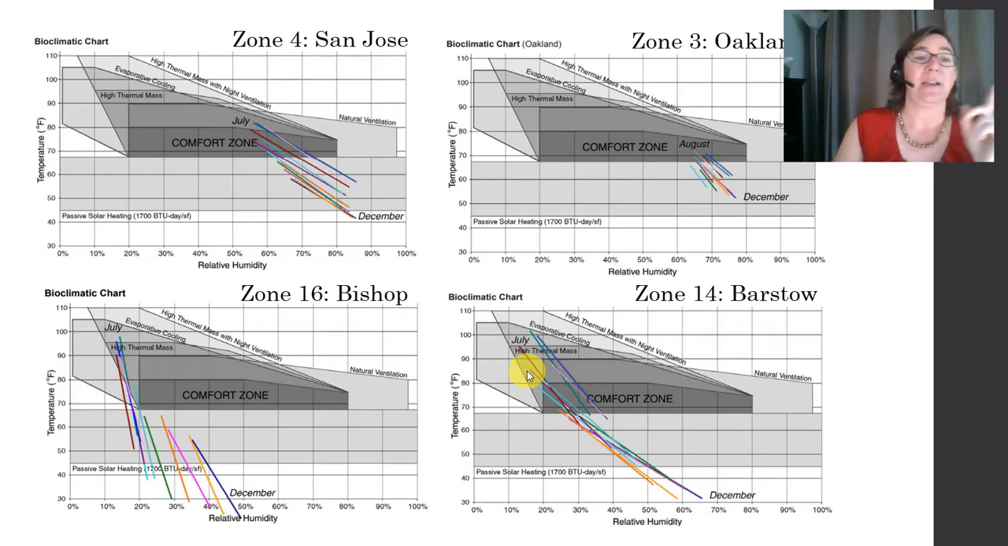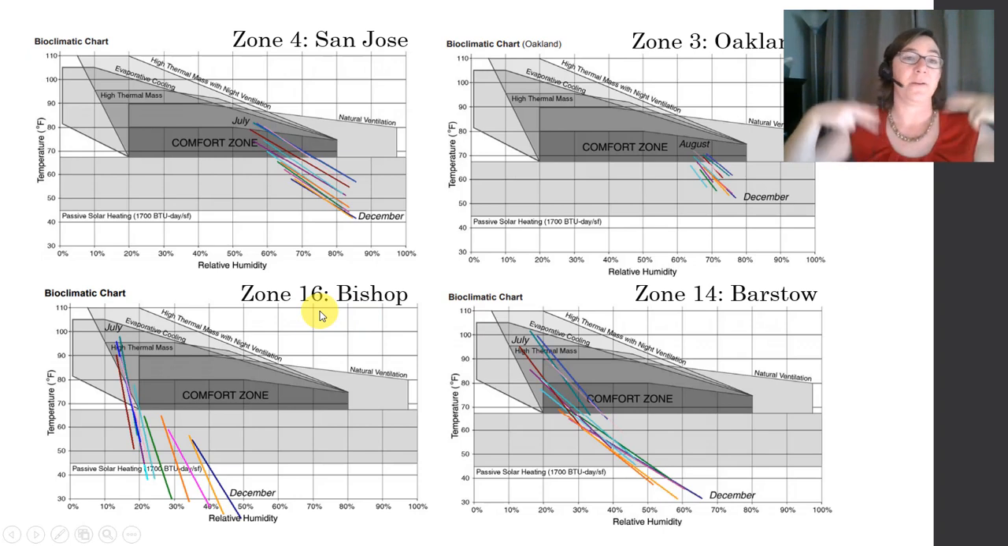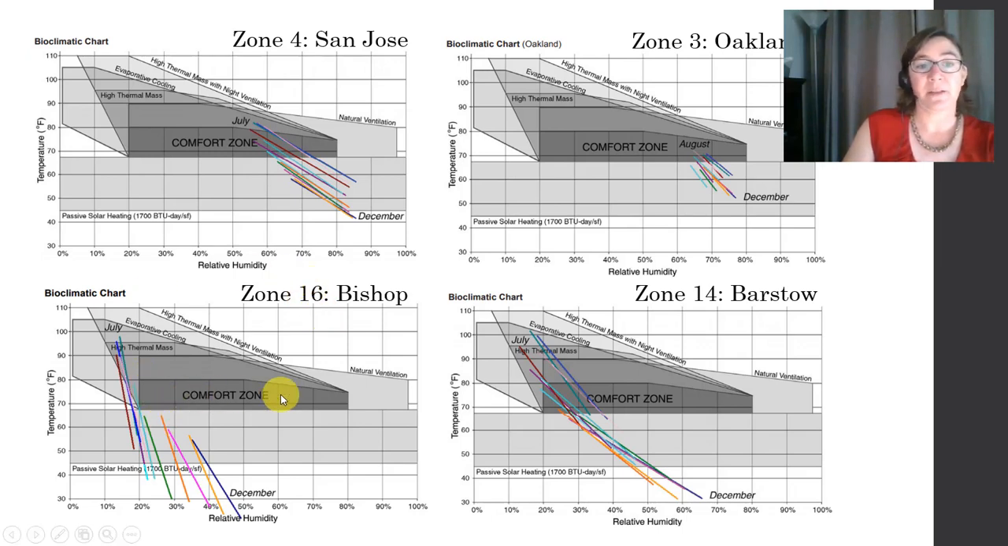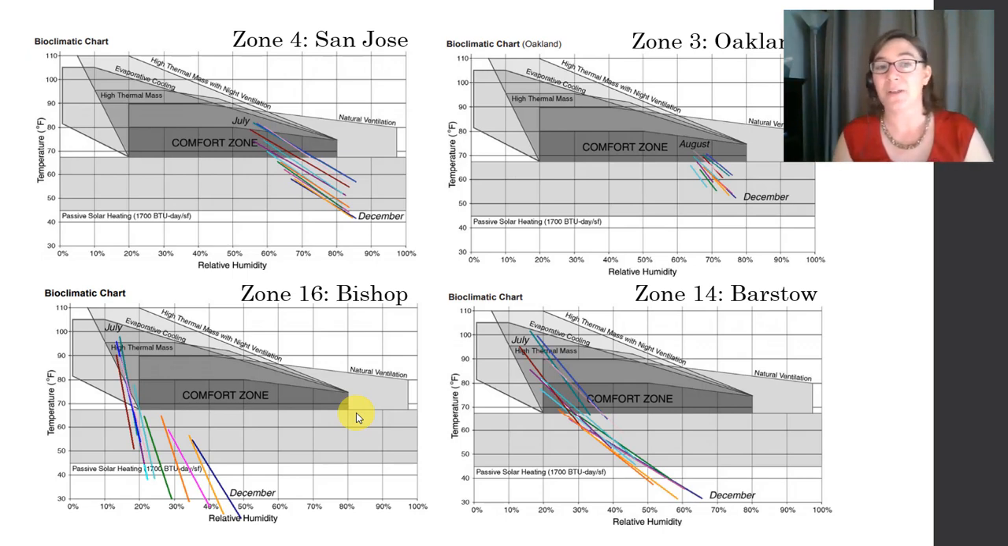Finally, let's take a look at our zone 16, which is our northern California mountain area with the city of Bishop. And we can see that sadly, there really isn't any part of the year that's strictly in the human comfort zone. You want to add passive heating for a great deal of the year. They are very dry for part of the year, and definitely need some mechanical heating in the winter.